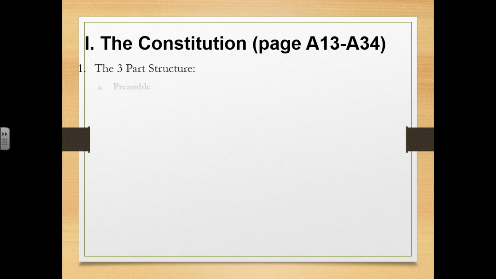So when we look at it, it's really a 3-part structure. First is the preamble. This outlines the purposes of government. I want you to go ahead, pause this video, and open up to page 497 or A13 to A34. Now let's read this together.